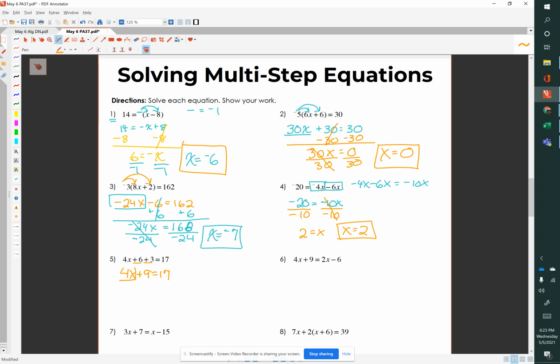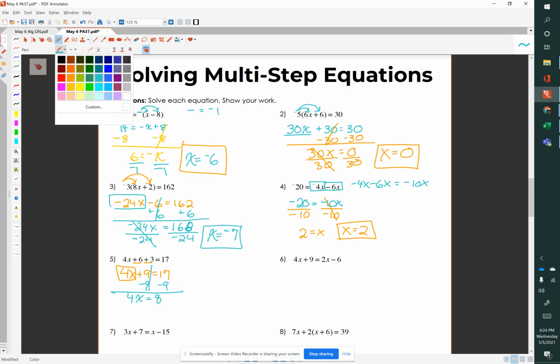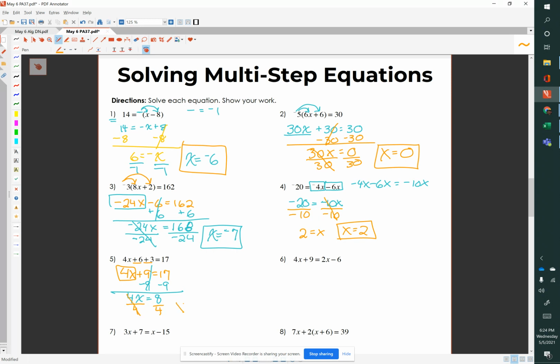And we're going to isolate this 4x term, which means we are going to subtract 9. And whatever we do to one side, we do to the other, which gives us 4x equals 8. And then we're going to go ahead and divide both sides of that equation by 4 so that we can isolate the x. And when we do that, x equals 2.